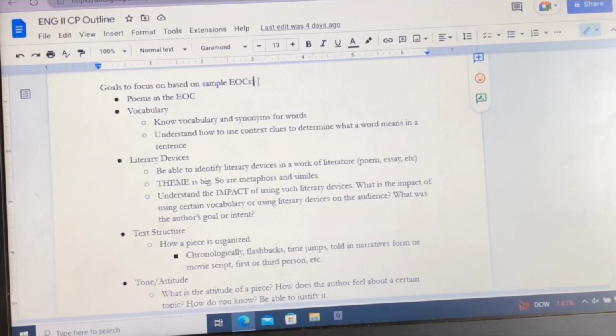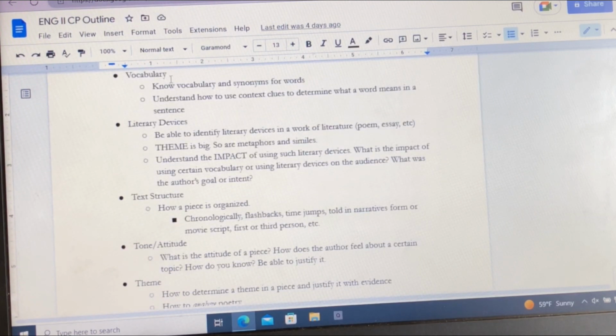Okay, so what I did was I looked at a sample end of course exam. I wrote down, in non-academic language, what I want my students to be able to accomplish based on that sample EOC. There were lots of poems, so I want my students to be able to analyze and identify different literary devices in a poem. There were lots of vocabulary questions, synonyms for words they needed to know, a variety of vocabulary. Literary devices were very popular, so I want my students to be able to identify literary devices in a work of literature, poem, essay, nonfiction work, etc.